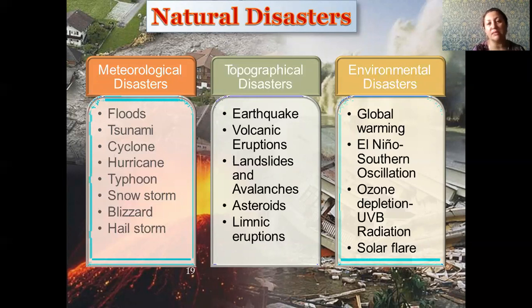For environmental, it should be mostly global warming and ozone depletion, radiation, and also, you know, southern oscillation and solar flare. All of them are included in the natural disaster because no one can do it. It can happen naturally, therefore, it is called natural disaster.